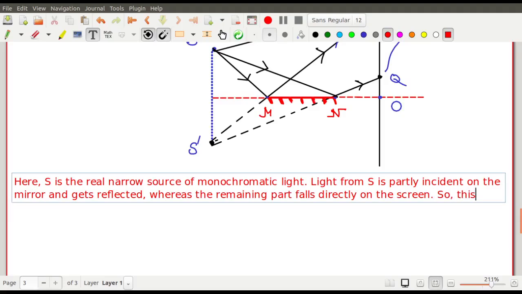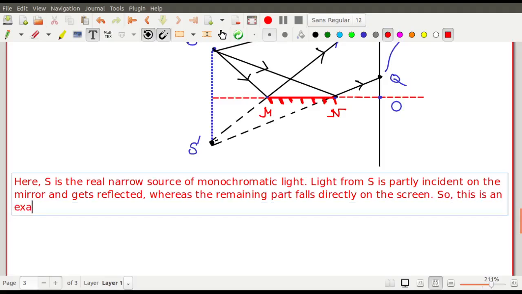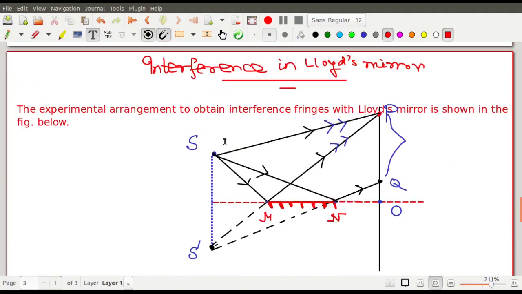So this is an example of division of wavefront. Do you understand? The light that is emerging from this source, one part of the light is moving towards the screen, directly incident on the screen, and another part is incident on the mirror. So partly incident on the mirror, whereas the remaining part falls directly on the screen. So this is definitely a division of wavefront.